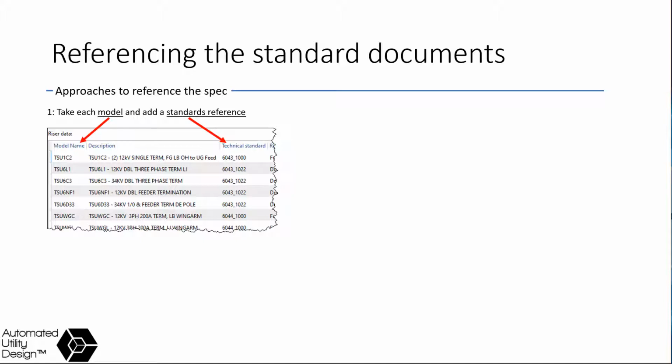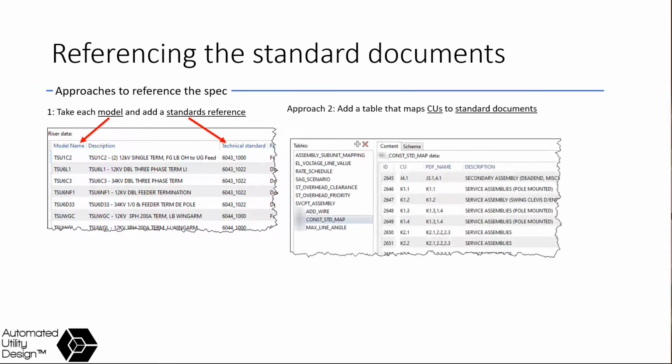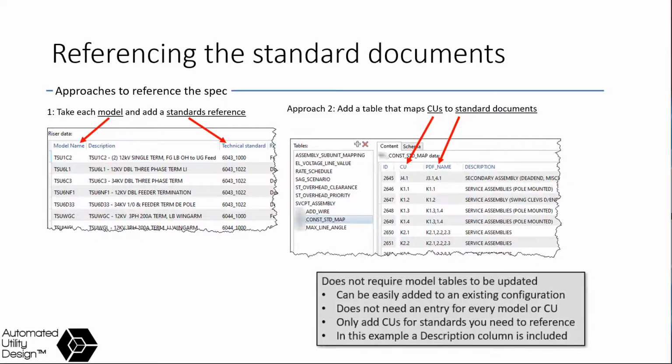If you already have a configuration in place, you might instead consider approach 2. In this case, I've added a table that maps CUs to standard documents. With this approach, you won't need to update your model tables, and it can easily be added to an existing configuration. And another thing to note about this table, it doesn't have to have one entry for every CU in your catalog. You only need to add the CUs that matter, the important CUs, those that are associated with the standards that you need to reference.